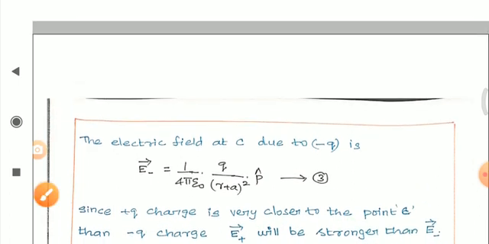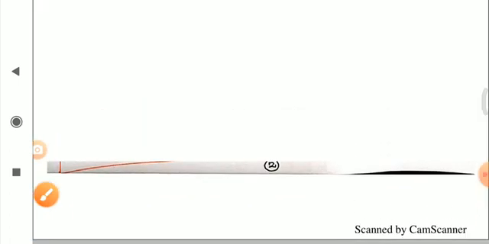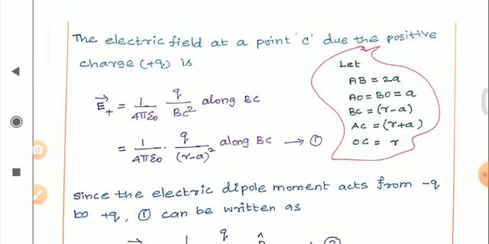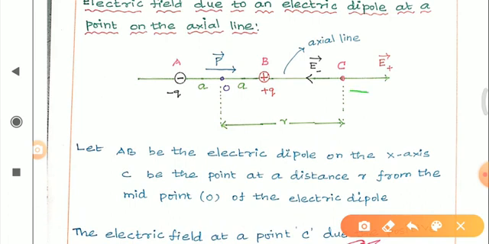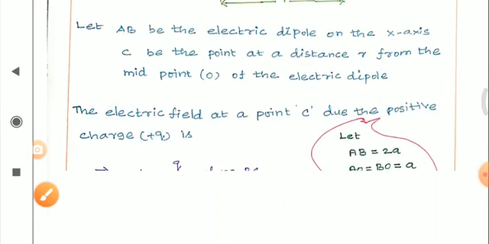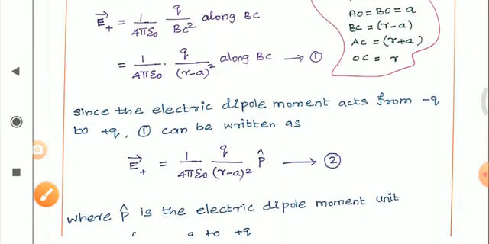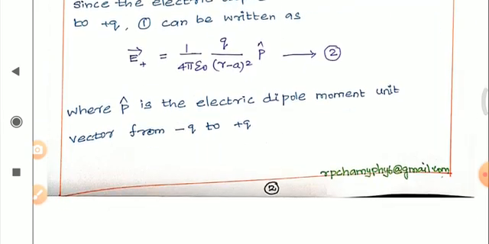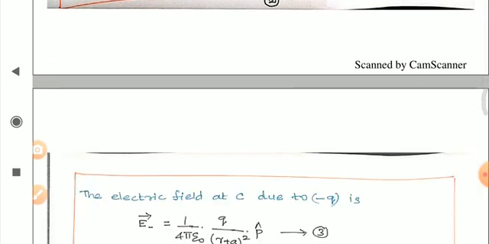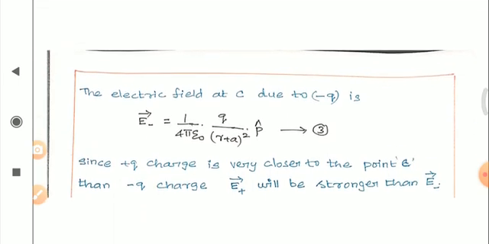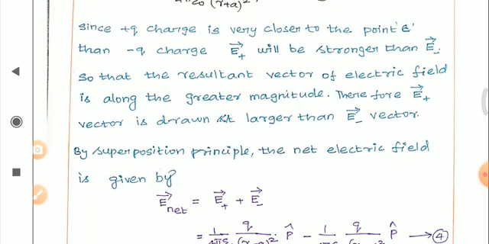Now we can go to the diagram. If you go through the diagram, you can understand that. Where is the distance? Now you can consider this distance and this distance. So E plus is higher, because the plus charge is very close to the point C. So its electric field is also stronger than E minus. That is why I wrote that E plus is represented by a larger vector than the E minus vector.